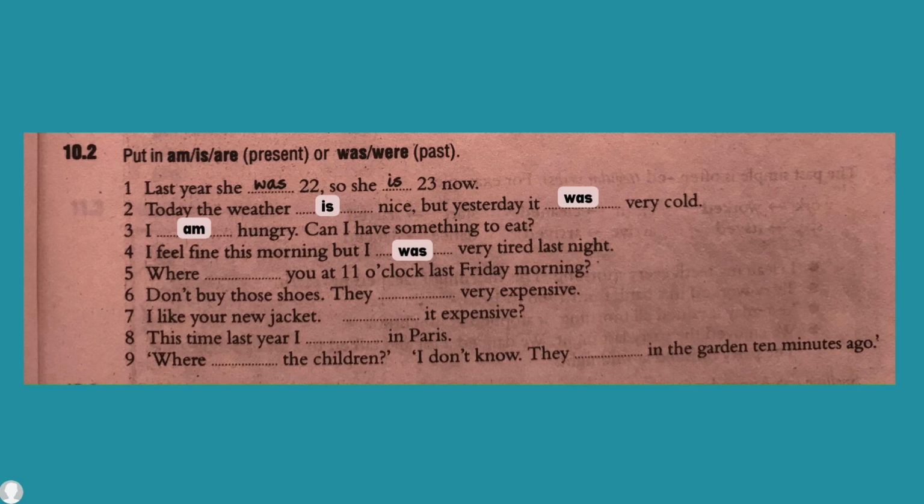Fifth one, where were you at 11 o'clock last Friday morning? Sixth one, don't buy those shoes. They are very expensive. Seventh one, I like your new jacket. Was it expensive? Eighth one, this time last year I was in Paris. Ninth one, where are the children? I don't know. They were in the garden 10 minutes ago.